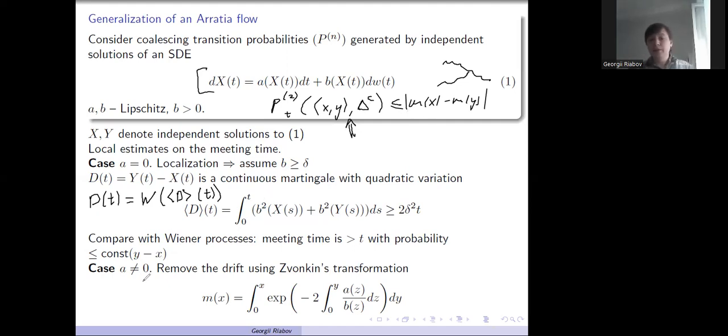If there is drift, it is well known that the transformation of the space by the function m removes it. And we again get an estimate on the meeting time. Actually, this function m is exactly what appears here. So we get the existence of a flow, this is a generalized flow, that consists of such diffusion processes independent before meeting time and coalescing at the meeting time.